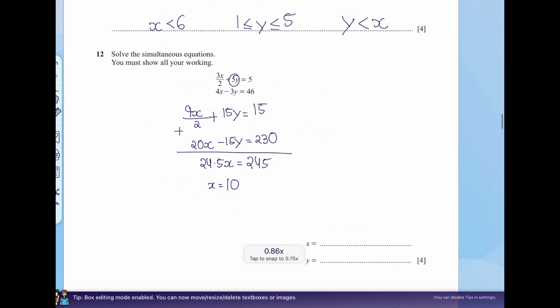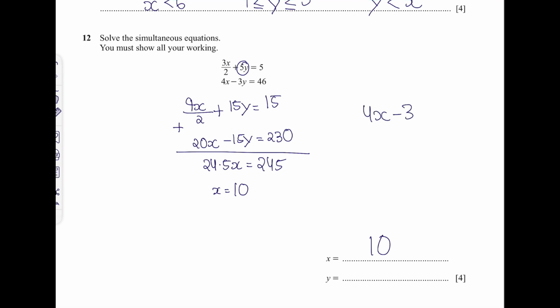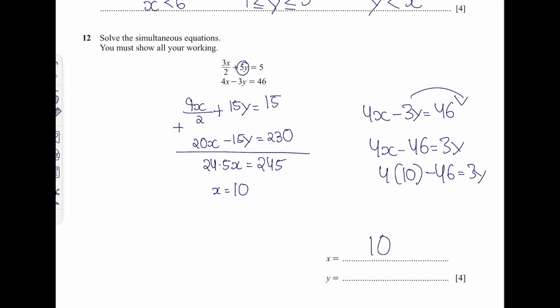We have got that, at least one. Now in order to solve for y, you could just take this equation again, 4x minus 3y is 46. So if I take 3y to the other side and 46 to this side, 4x minus 46 is equal to 3y. So 4 times 10, which is 40, minus 46, is a negative 6, is equal to 3y. So y is equal to negative 2. Alright, moving on.